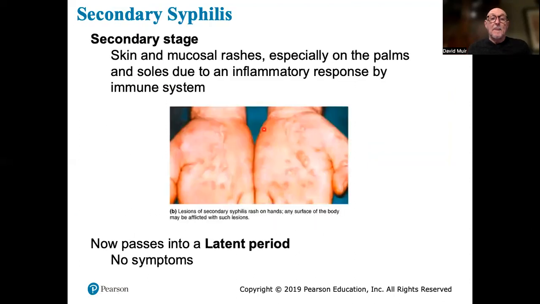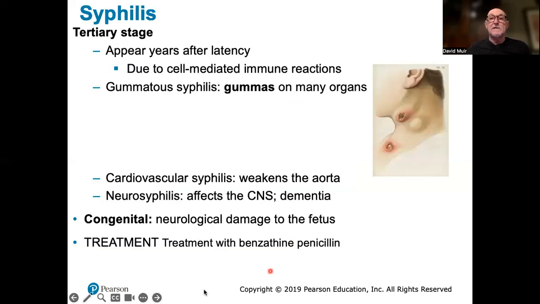So I should tell you that this latent period here can mark the end of the infection. Only about a third of people actually proceed to the tertiary stage.